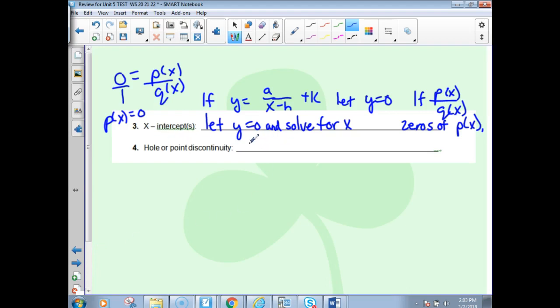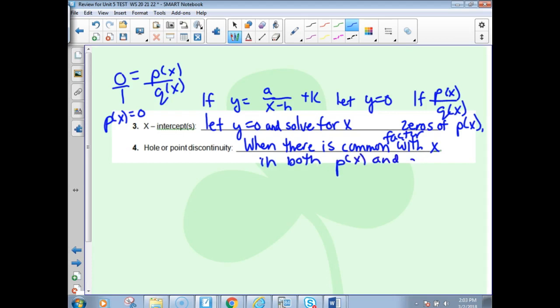Hole or point discontinuity: there's a hole or point discontinuity when there's a common factor in the numerator and denominator. Well, when there is a common factor involved with x, it has to have an x, guys, right? If it's just a 2, that's not going to cut it. So if there's a common factor with x in both p of x and q of x.